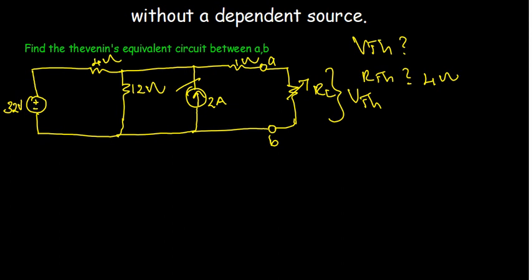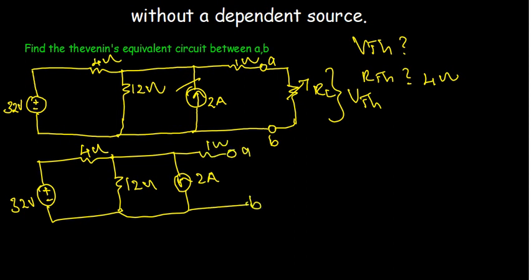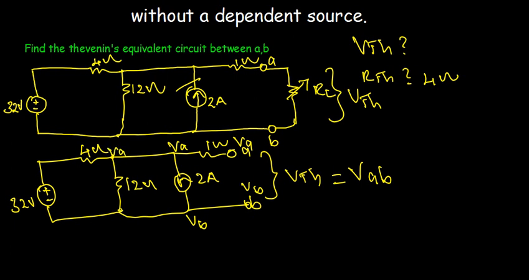So we need to draw this again. For VTH we can't remove the voltage source or current source, the independent sources; they are always there. Here is the 12 ohm, here is the current of 2 amps, and it's 1 ohm, so it's A and B. We need to find the voltage between these, so VTH is equal to VAB. Let's assume it's VA. There is no current through the 1 ohm, so it is also VA. Then VB is a normal wire, so it's VB.